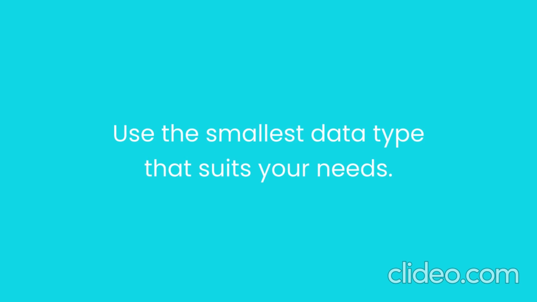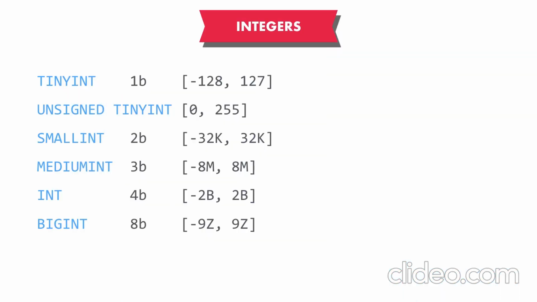Now, as a best practice, try to use the smallest data type that suits your needs. With this, your database will be smaller in size, and your queries will execute faster. For example, if you want to store the age of people, you can use an unsigned tiny int. No one is going to age more than 255 years, at least not anytime soon. So 1 byte is sufficient to store people's age.